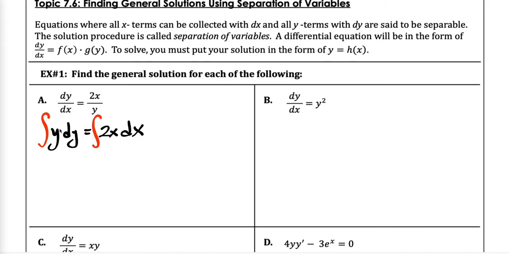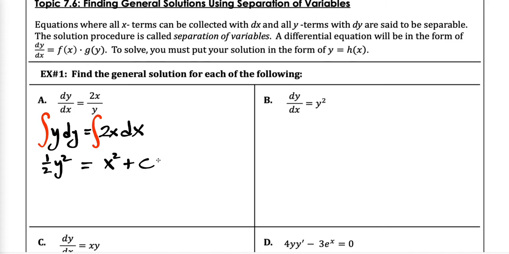So this is y to the first power. Yeah. Y squared over 2. 1/2 y squared. Yeah. Y squared over 2 is fine. Okay, how about right-hand side? Who's the x squared? Yep. Plus c.